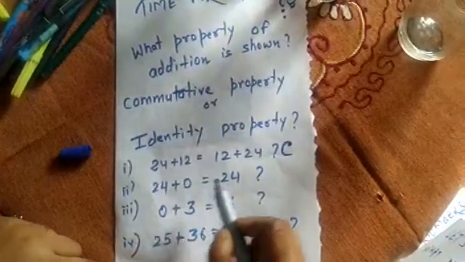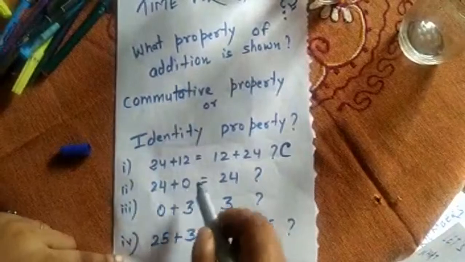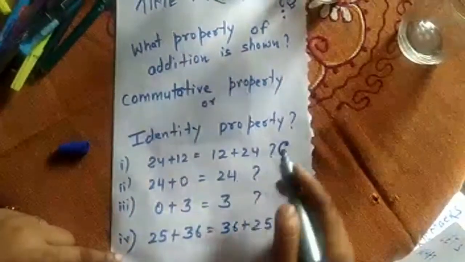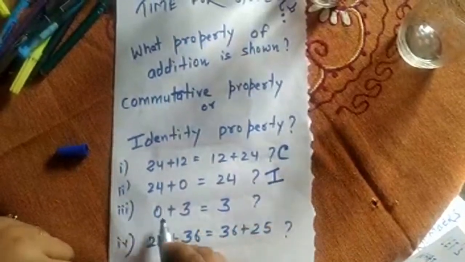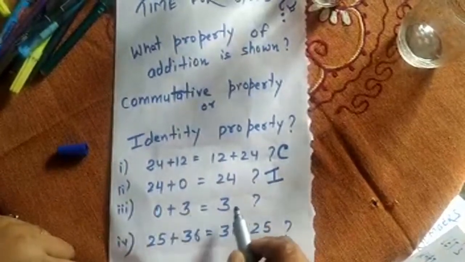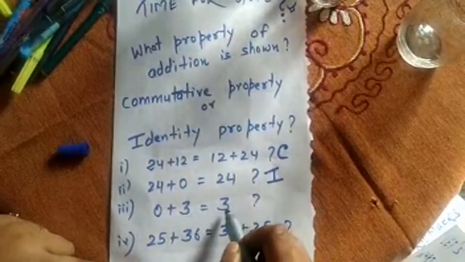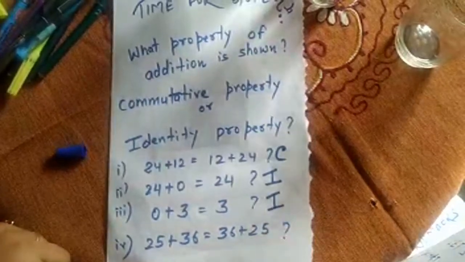Now come to the second. 24 plus 0 equals 24. Here the number is added with 0. The sum is the number itself. So this is the identity property of addition. Come to third. 0 plus 3 equals 3. When 0 is added with the number, the sum is the number itself. So it is also the identity property of addition.